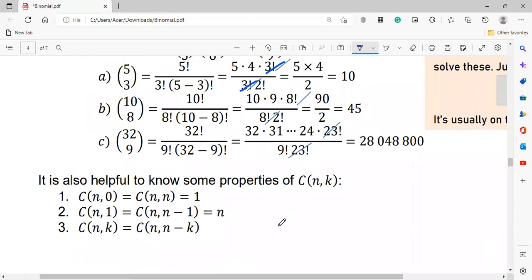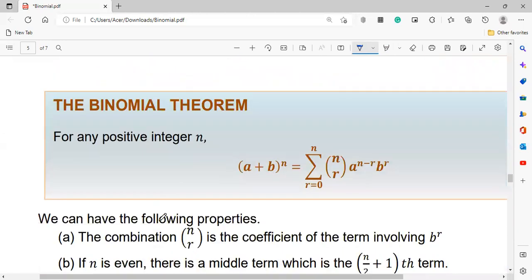It is also helpful to know some properties here. Okay, so if we're going to take 0 from n, that is 1, or take all, that is also 1. Taking 1 is also taking less 1 from the overall options, which is also n. Taking k from n, or taking n minus k from n, okay, is the same.